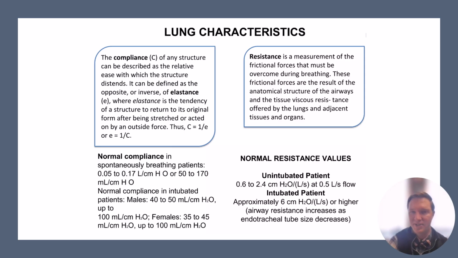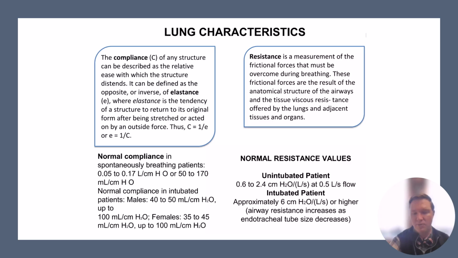All right, I have to put normals in here. So compliance and resistance, that's what we're looking at here. Normal compliance in you and I, the spontaneously breathing patients, is usually about 50 to 170 mLs per centimeter water. But for intubated patients, it's going to be lower, 40 to 50 for males and about 35 to 45 for females. Understand this is because we're no longer using negative pressure to breathe, we're using positive pressure, and gas does not distribute as evenly with positive pressure ventilation as it does with negative pressure ventilation, and therefore compliance changes. So we're going to have those issues there.